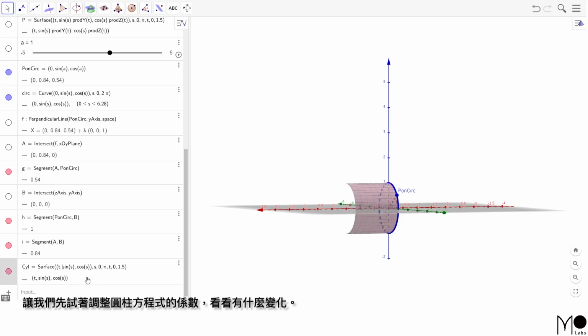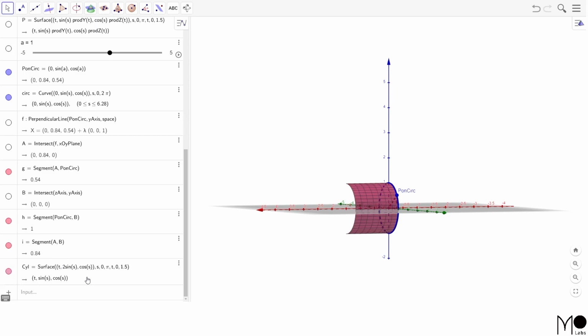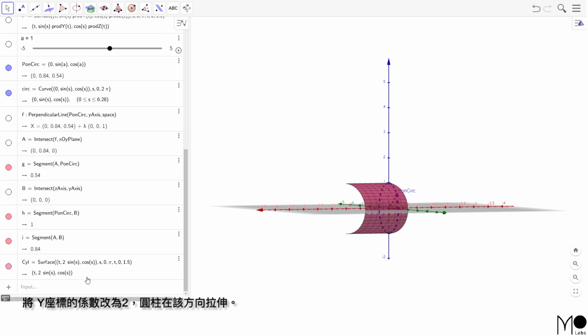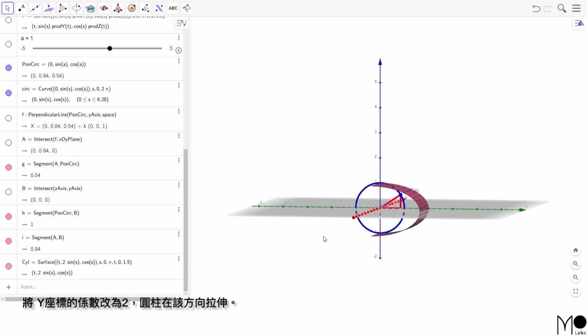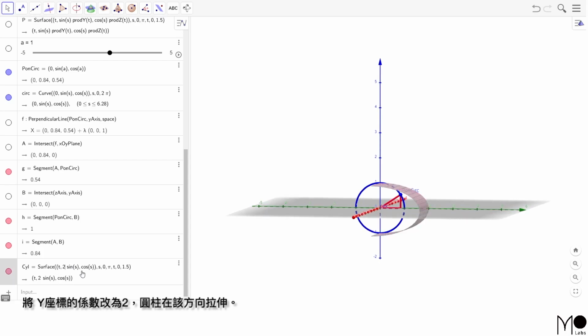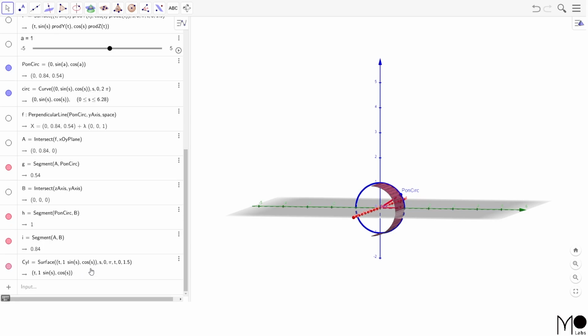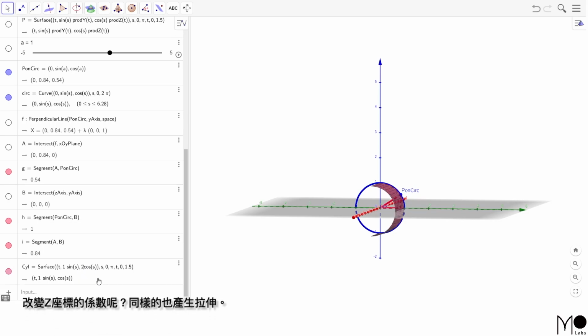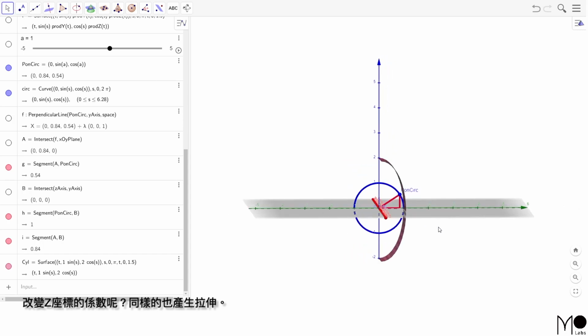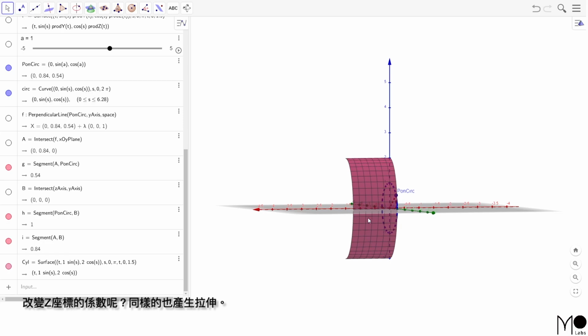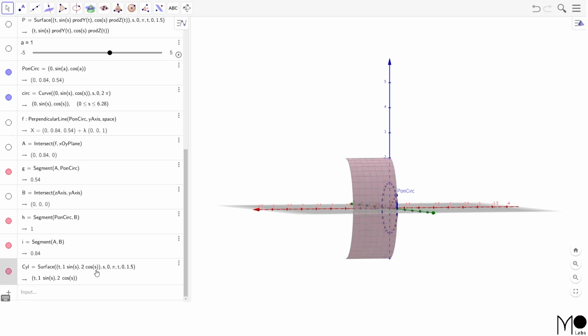Okay, so either I can for example add a factor of 2 here, and what has happened? Aha, so the cylinder has been stretched in that direction. Or I can go back to 1 and add a factor of 2 here, then the cylinder will be stretched in that direction. Okay, so seen from the side, this has changed. But that's also not what we want.